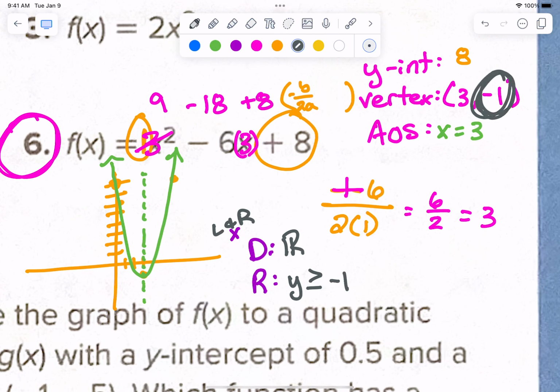If we look at this coordinate right here, do you guys see this? Negative 1 is the y coordinate of the vertex. That's as low as he goes, right? It will always have to do with that coordinate, okay? So that's my domain and range. Have we solved all of the parts of the problem? I think so. Yes. Okay.